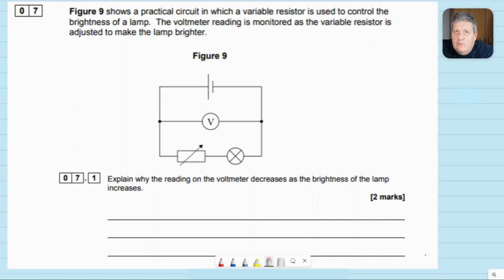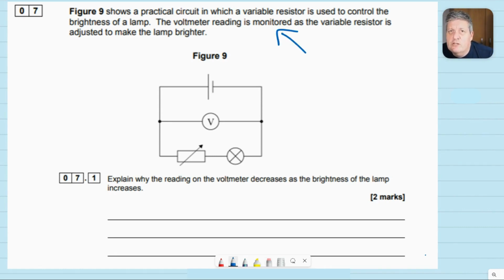We're looking at a tricky question on internal resistance for A-level physics. We've got a practical circuit in which a variable resistor is used to control the brightness of the lamp. The voltmeter reading is monitored as the variable resistor is adjusted to make the lamp brighter. Part 1: explain why the reading on the voltmeter decreases as the brightness of the lamp increases.